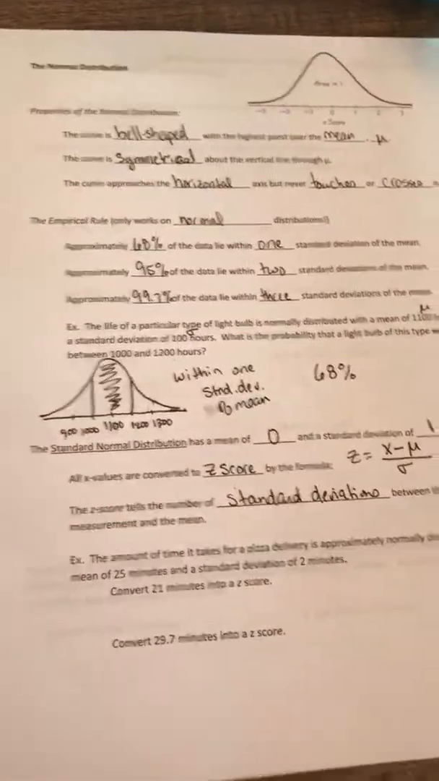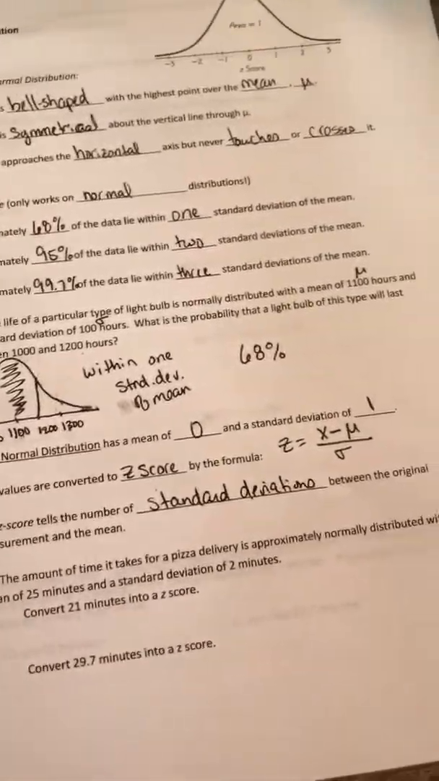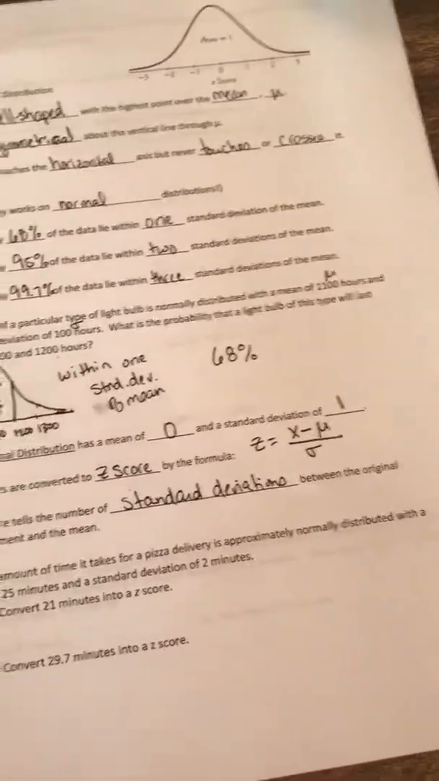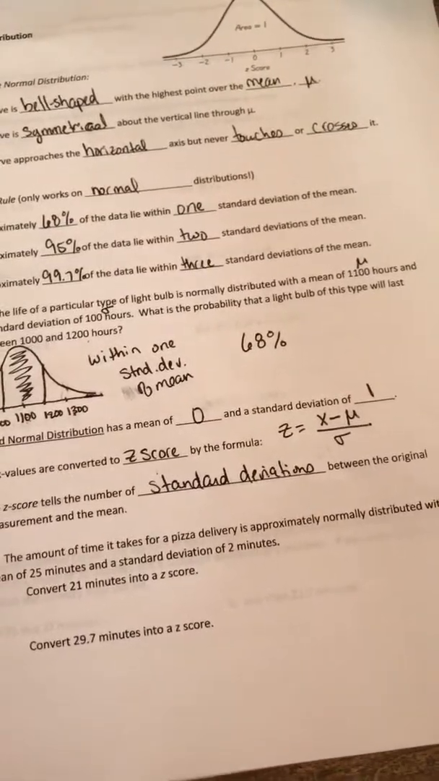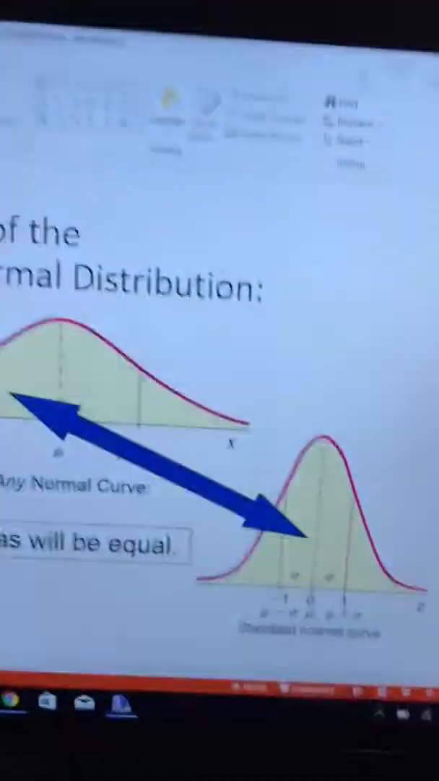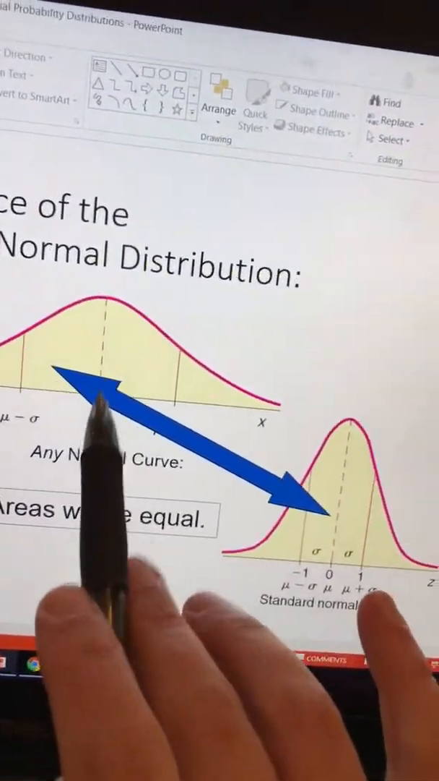And then what happens is when you do that, the areas under the curve, it can be any normal curve, and you can switch it to a standard normal distribution, standard normal curve. The areas will be equal. So if you look here at the picture, this is any normal curve.